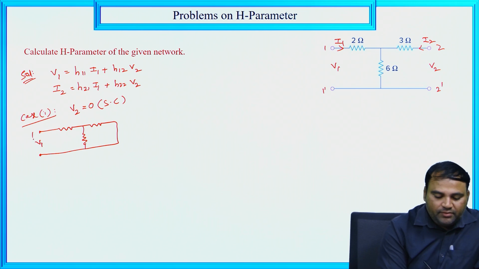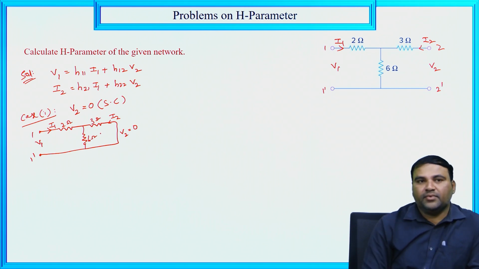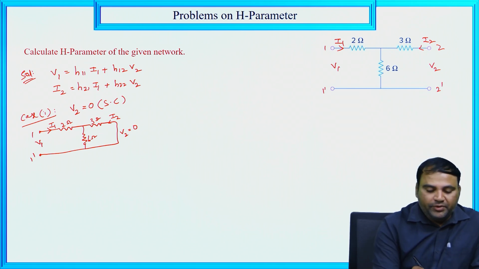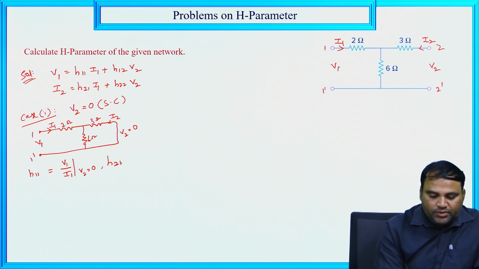So this is V1, current I1, here current I2. So this is V2 equal to 0 and the elements are 2, 3 and 6. Okay. So now, V2 equal to 0 means H11 equal to V1 by I1 when V2 equal to 0, H21 equal to I2 by I1 when V2 equal to 0.